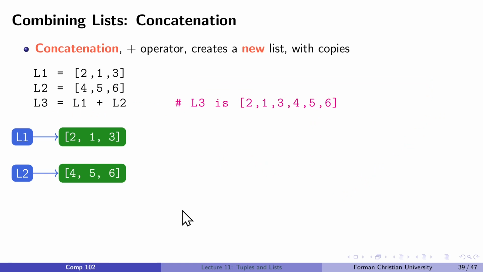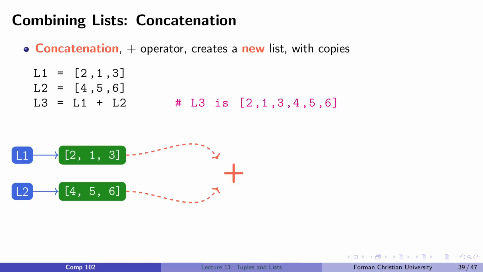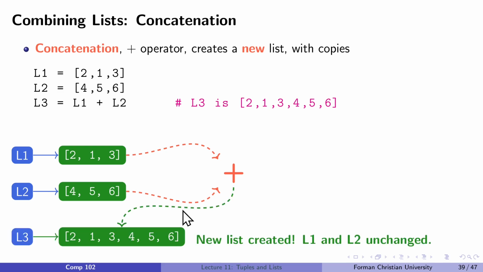Now let's combine lists. The plus operator concatenates. L1 is 2, 1, 3, and L2 is 4, 5, and 6. The plus operator is going to take elements from both lists, and then L3 equals L1 plus L2. So this means that it's going to give us a new list with all of the items from L1 and all of the items from L2, flat presented in the list L3. So the list L3 is going to be 2, 1, 3, that's from L1, and then 4, 5, 6, that's from L2. So this list L3 will have 6 items in it.